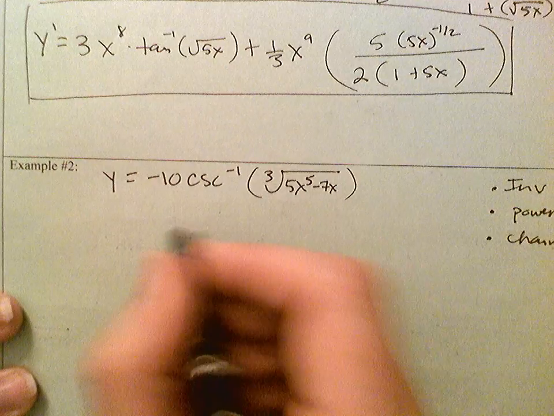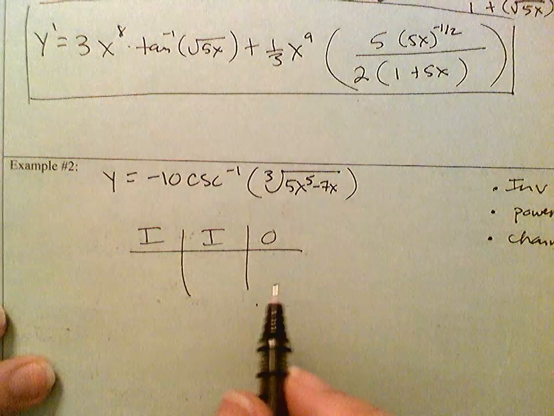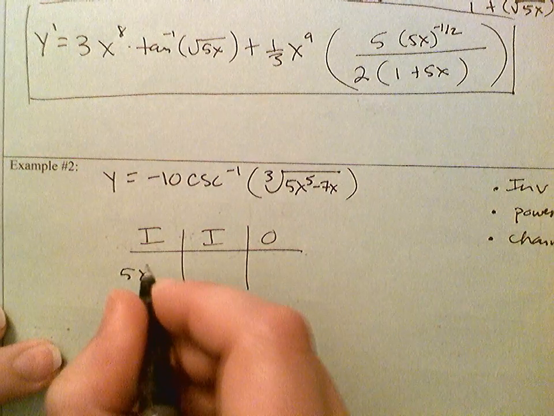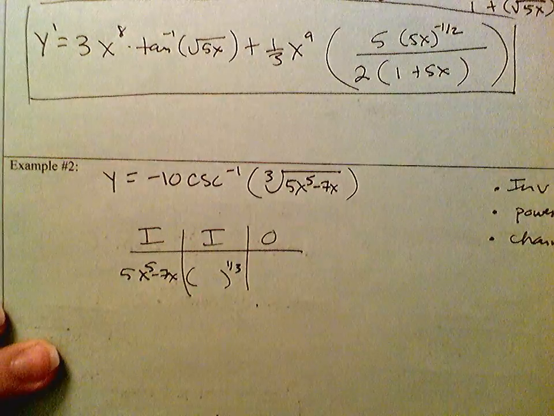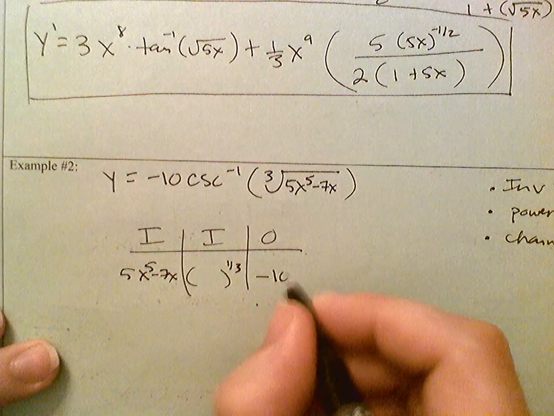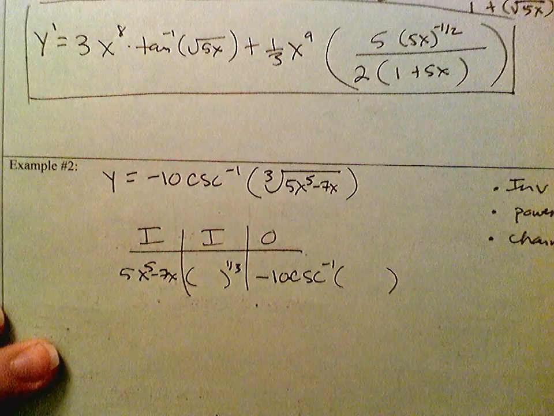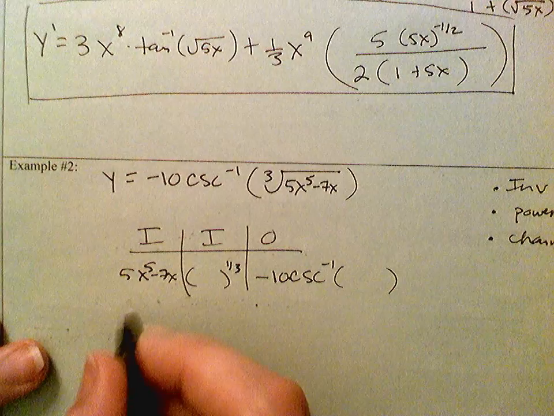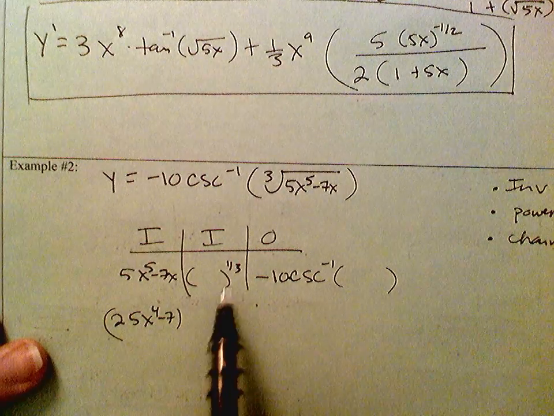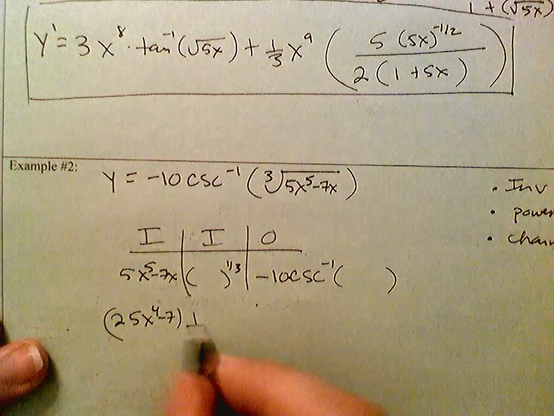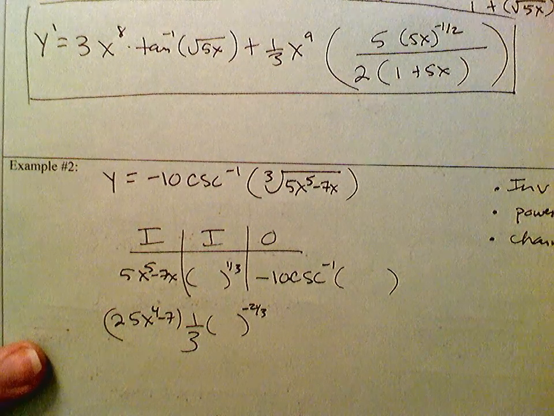So I'm just going to go right to the in and out chart here. The innermost function is 5x to the 5th minus 7x. That is inside of blank to the 1/3, which is inside of -10 inverse cosecant of blank. Derivative of this one is 25x to the 4th minus 7. The derivative of this one is 1/3 blank to the -2/3, I think, because 1/3 minus 3/3, yes.